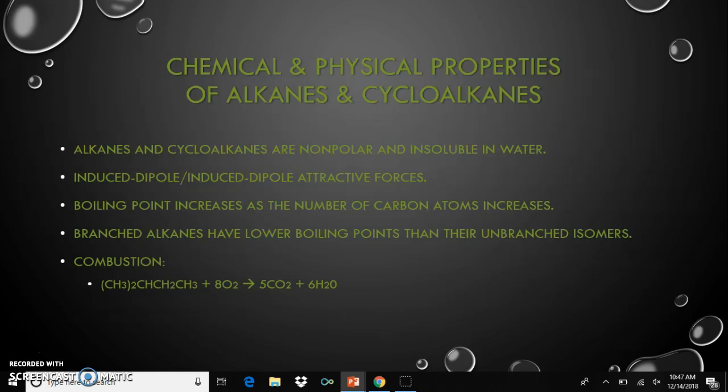The isomers, of course, have the same number of atoms and electrons, but a molecule of a branched alkane has a smaller surface area than an unbranched one. Although alkanes are the least reactive hydrocarbon species, alkanes and cycloalkanes burn in the air to give carbon dioxide, water, and heat. This process is called combustion, and that reaction is shown right here.